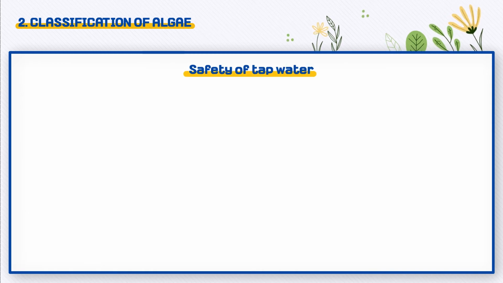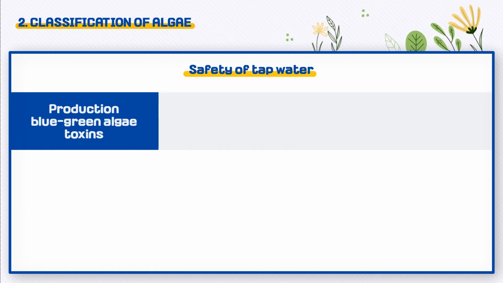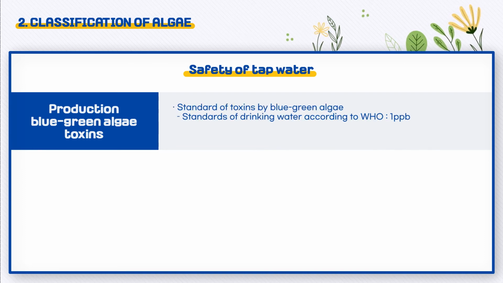The safety of tap water is threatened by the harmful toxins created by blue-green algae. The WHO limits toxins caused by algae to 1 ppb in drinking water with regard to microcystin. The key substances include microcystin, which is a hepatotoxin, and anatoxin, which is a neurotoxin.